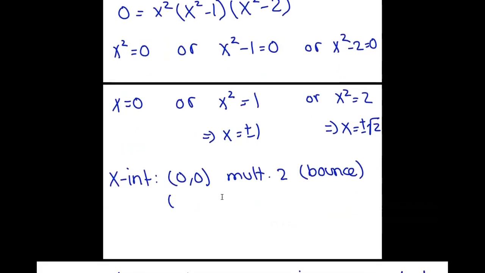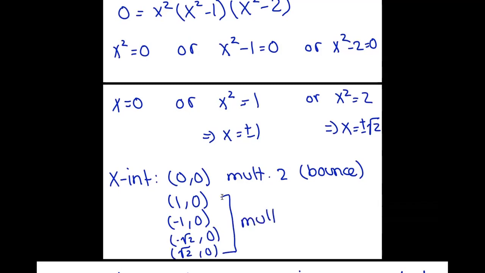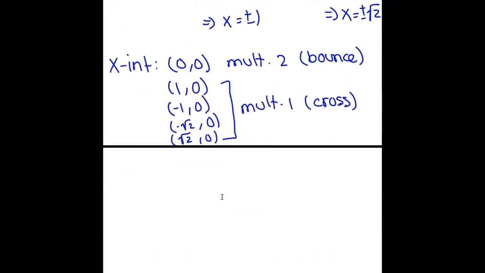We have 1 at positive 1, 0, multiplicity is 1. We have 1 at negative 1, 0. We have 1 at negative square root 2, 0. And we have 1 at positive square root 2, 0. So all these have multiplicity 1s. And these are crosses. So they cross the x-intercept. All right, now that is enough information for me to sketch a graph of this function.